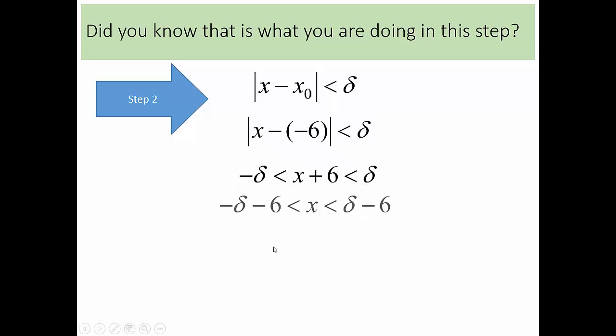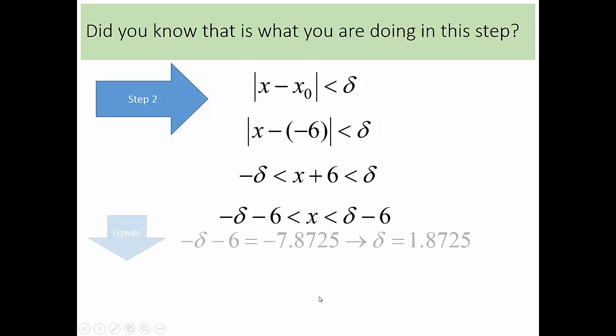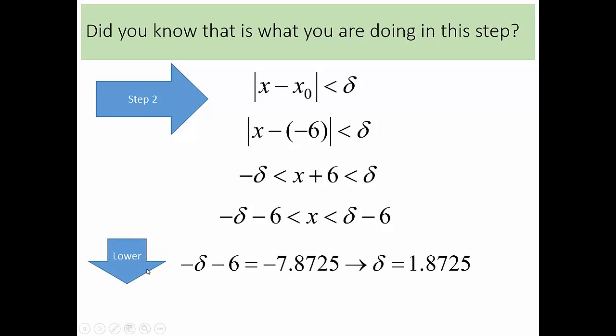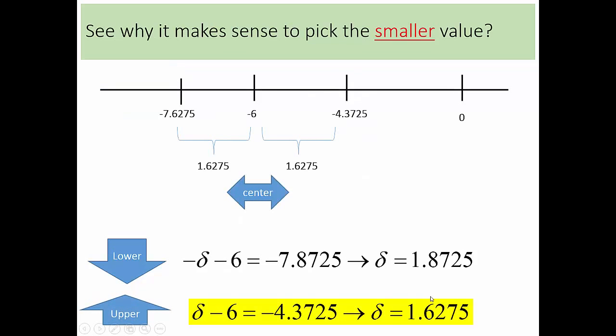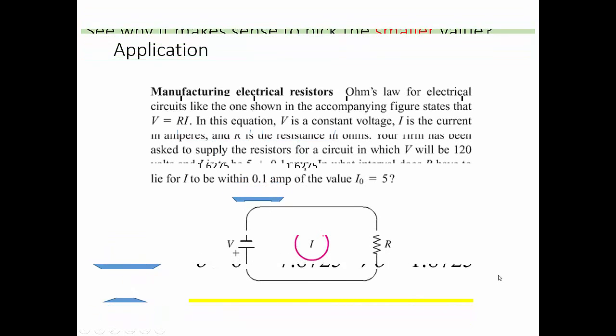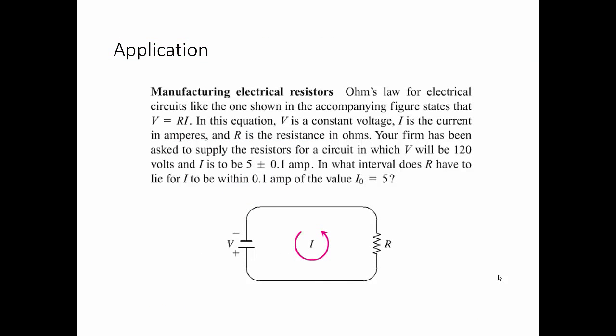And then remember, after you get this piece, you set it the lower. Remember, this was our lower. You set the lower equal to the lower on the step above. You set the upper equal to it, and you pick the smaller one. So you can see why it makes sense why you're picking the smaller one, because you're going to get a smaller interval here. Let's look at an application.